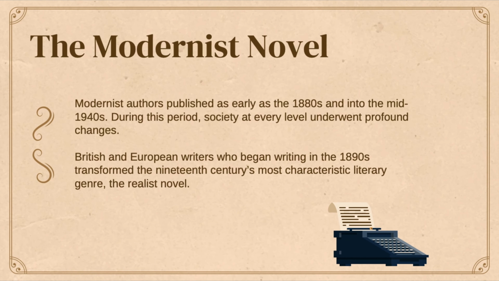Now, the rise of the modernist novel. Modernist authors published as early as the 1880s and into the mid-1940s. During this period, society at every level underwent profound changes. British and European writers who began writing in the 1890s transformed the 19th century's most characteristic literary genre, which was the realist novel. They turned from objective modes of description to stream of consciousness and other subjectivist techniques.